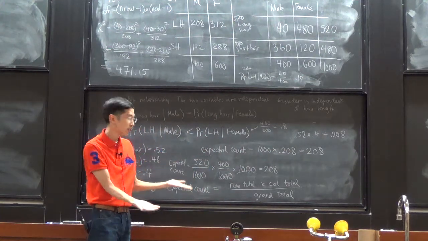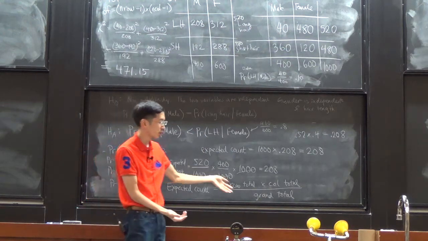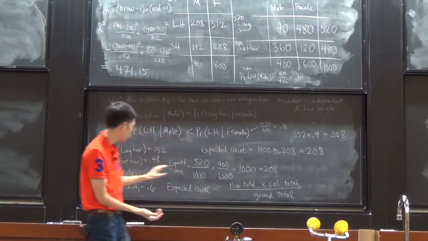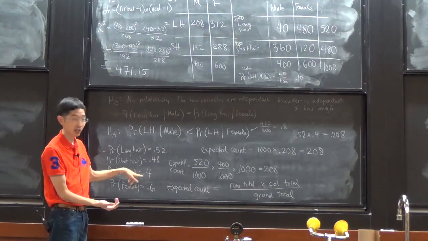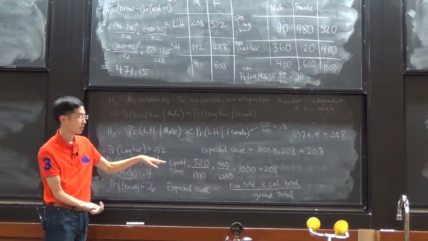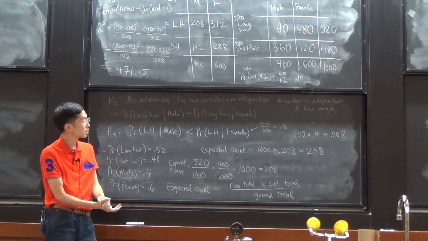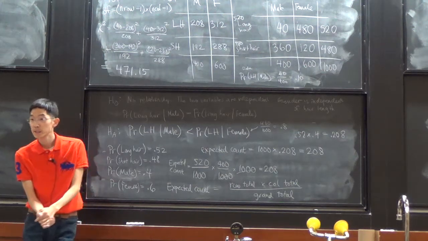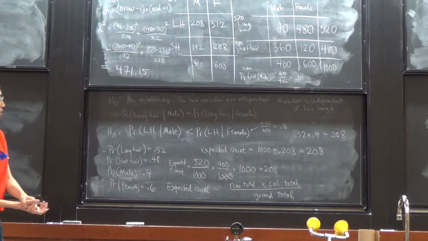That was the explanation. But the end result to getting your expected count is just doing the row total times the column total divided by the grand total, which is exactly what we did here. Because to get 0.52, I did row total divided by grand total. And to get 0.4, I did column total divided by grand total. And so to get this, I did exactly that. I think that's all I need to say about that.